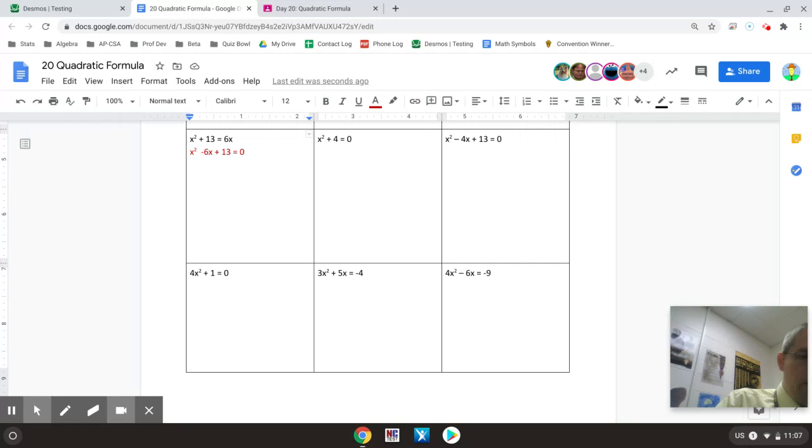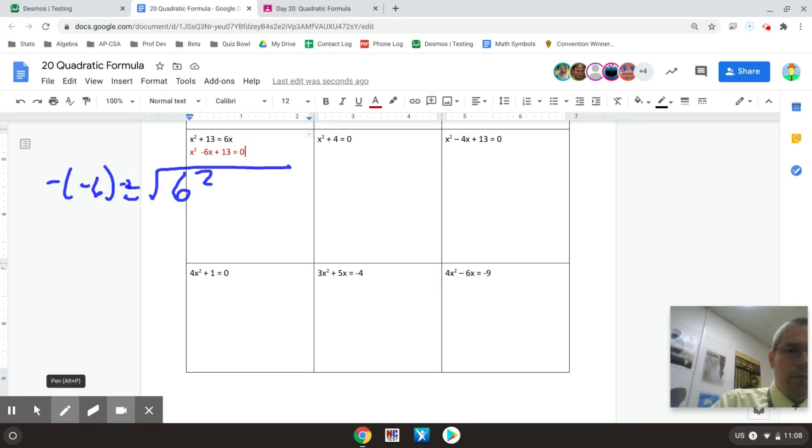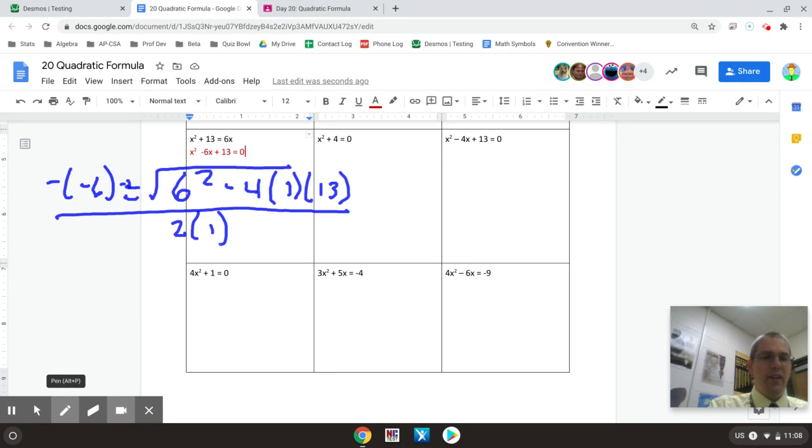So here we go. Negative b is going to be negative 6 plus or minus b squared. Once again, that's going to be negative 6 squared, but a negative squared is a positive anyway, so I'm only going to write down the 6 squared minus 4 times a times c, all over 2 times a. So a negative 6 is a 6.